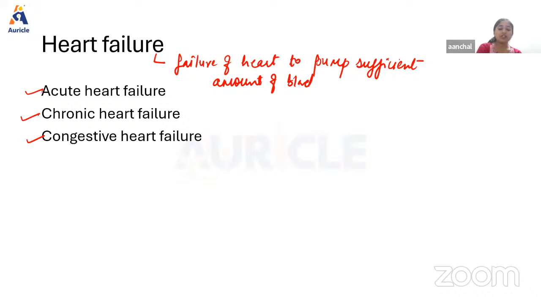Then third, we have congestive heart failure. It is a general term used to describe heart failure, and this kind of condition results in the accumulation of fluid in the lungs and other tissue. When the heart is not able to pump blood out through the aorta, the blood remains in the heart, and it causes dilation of the chambers and accumulation of blood inside the veins.